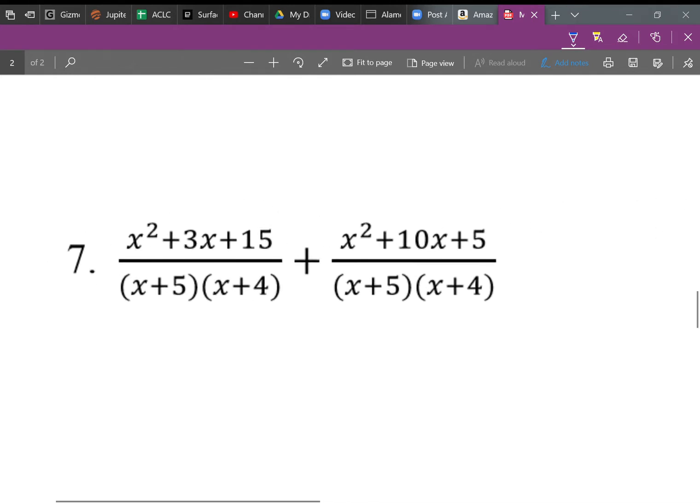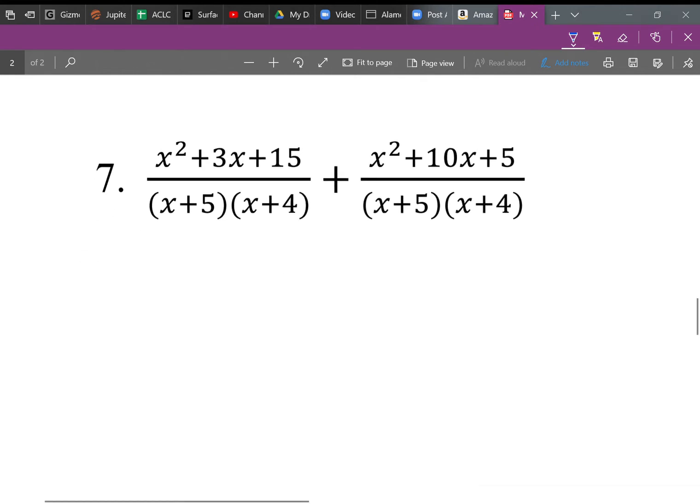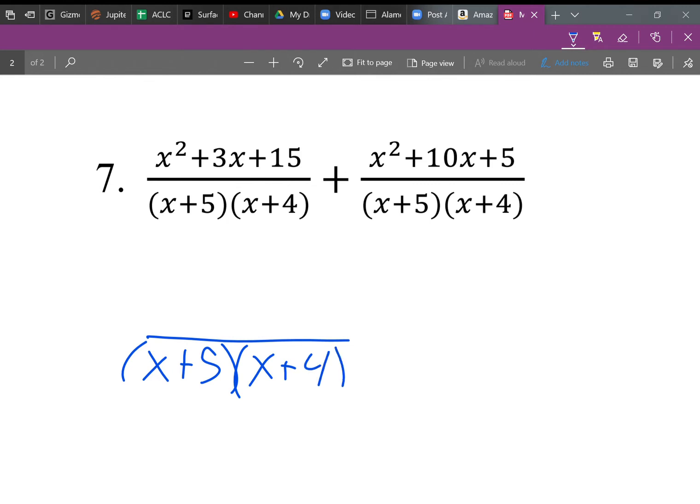So what am I doing? I'm looking at my two rational expressions. I'm checking if the denominators match. And they do, which means my first step, I'm just going to bring the denominator down the way it looks right now. Remember, you don't add the denominators, they can stay how they are. Then I'm going to add the numerators.